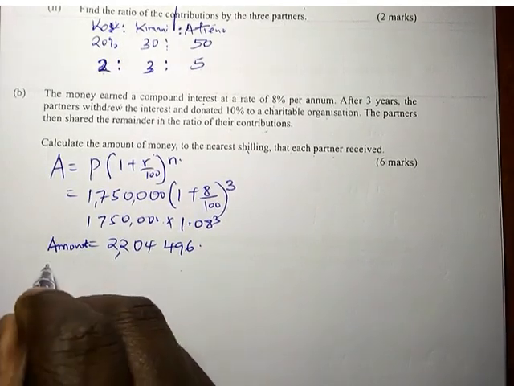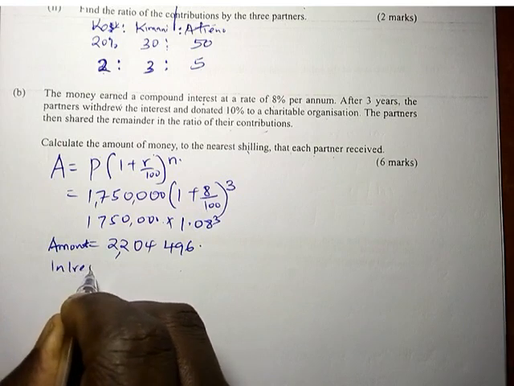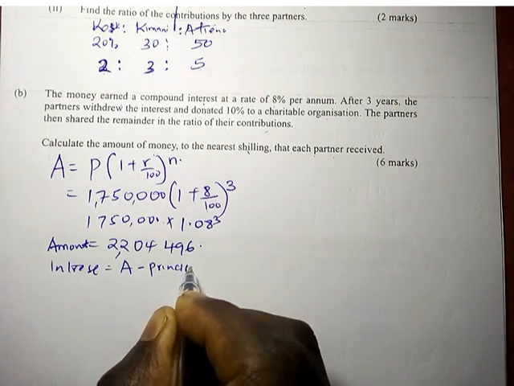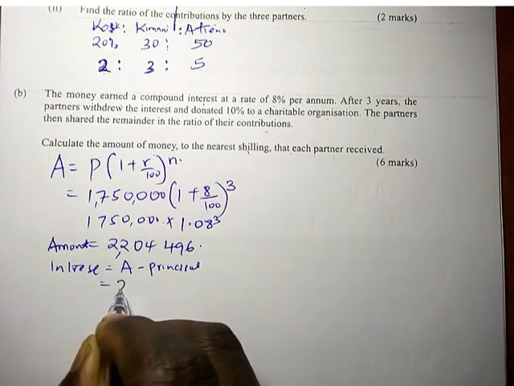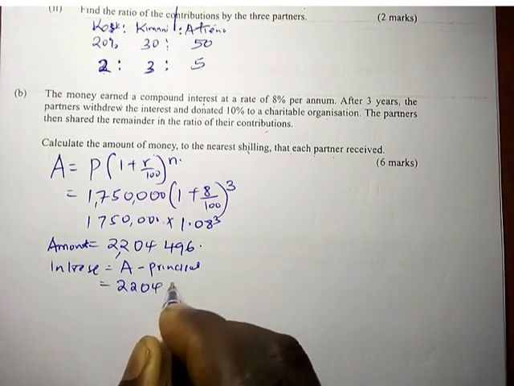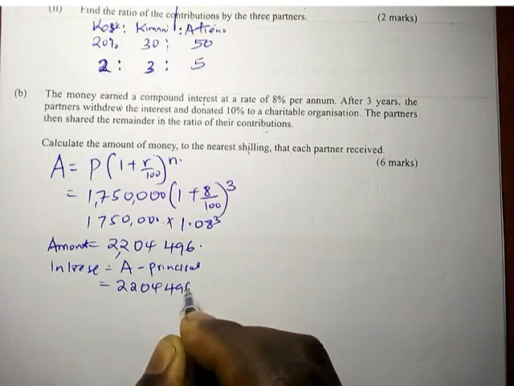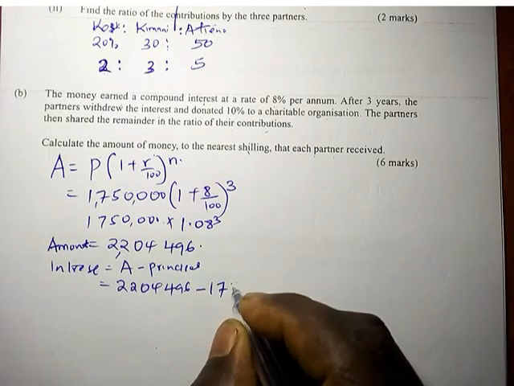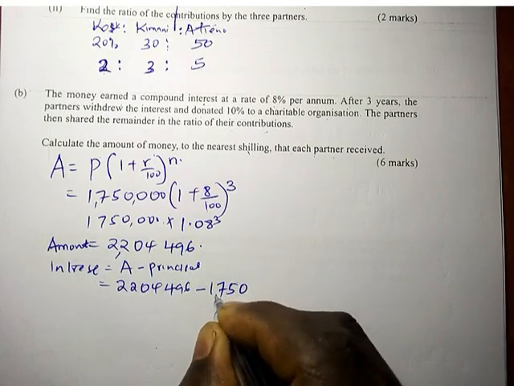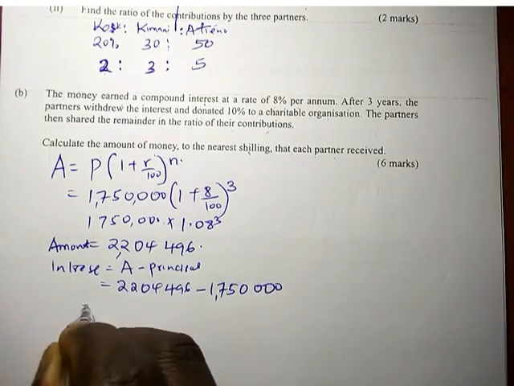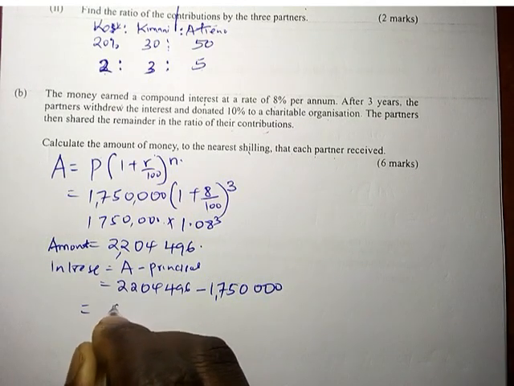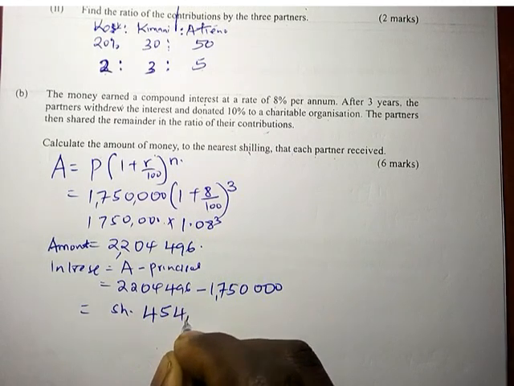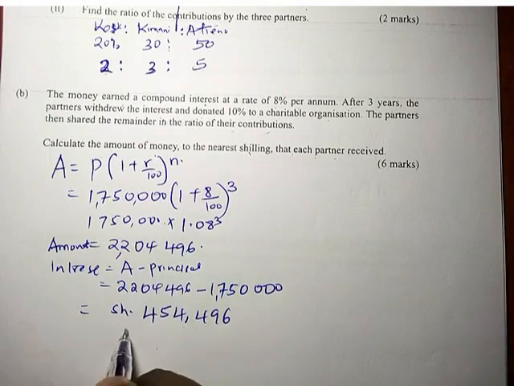But remember, interest is equal to amount minus principal. That is now 2,204,496 minus the principal, so that we get the interest. And our interest is going to be Kenya shillings 454,96. So this is the money they are going to share.